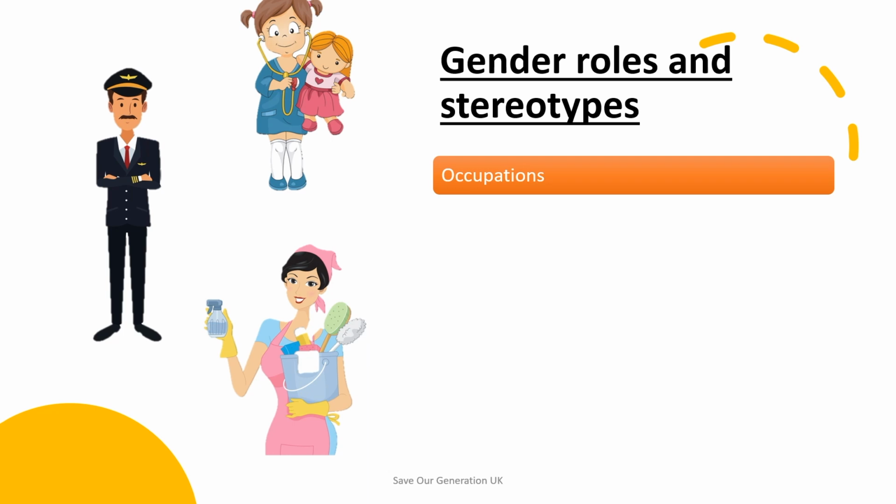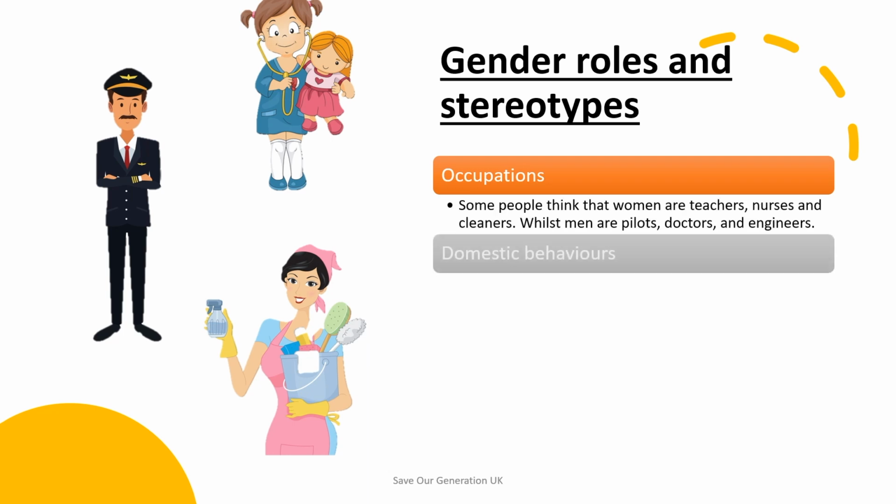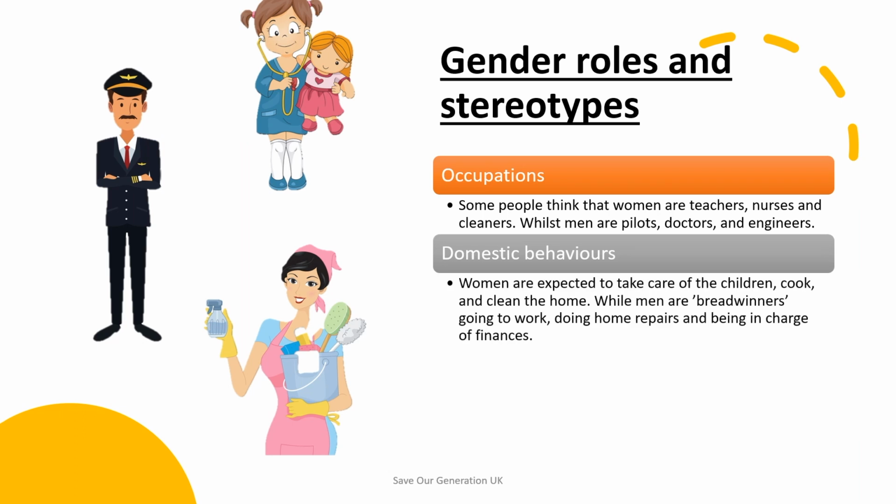Gender roles can play a significant part in our life as we grow up. From the start, parents or carers may dress their children in pink if they are a girl, or blue if they are a boy. This is because society said this is how it should be. It may continue on to school where boys play football and girls play with dolls. Moreover, in the future, people might say that women should be teachers, nurses, or nannies, and men should be pilots, doctors, and engineers.